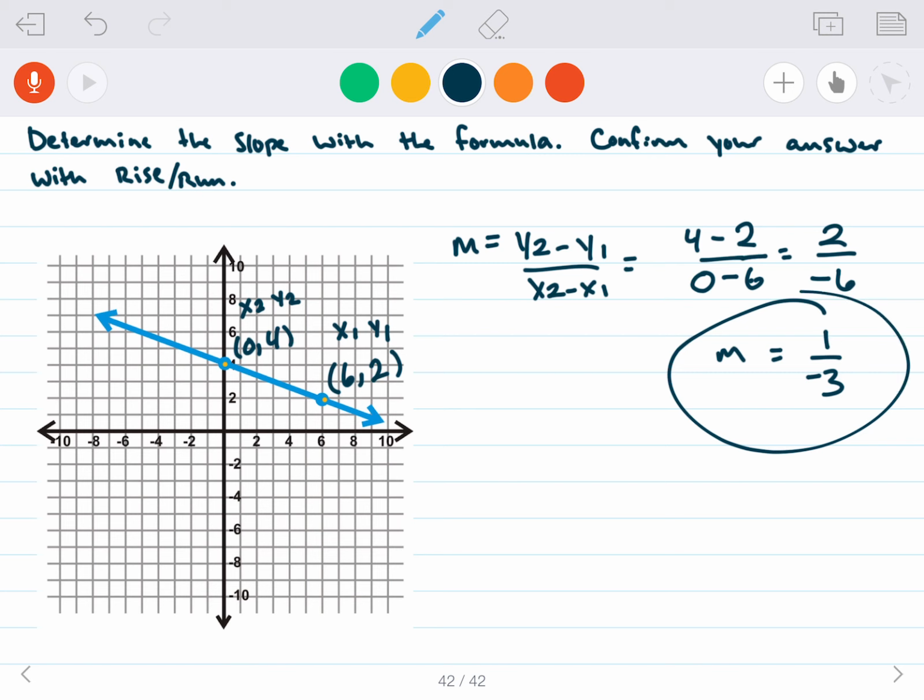We can also see this rise over run. So if we start at this point and go to this point, or vice versa, it doesn't matter, but we go down 1. Wait, is that 1? Yeah, 1, 2. Okay, so we went down minus 2. And then we go to the right, 1, 2, 3, 4, 5, 6. So plus 6. So rise over run is equal to negative 2 over positive 6, which again reduces to negative 1 over 3. So that checks out.